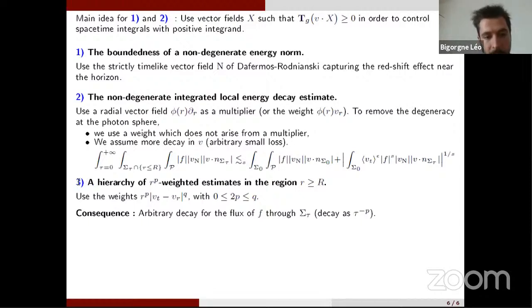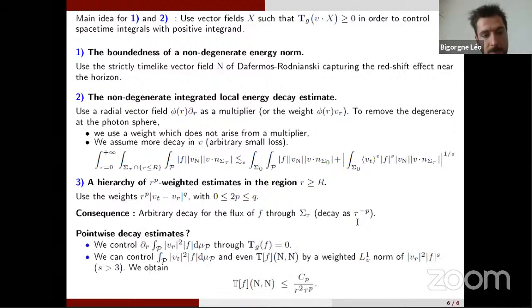And finally, for the hierarchy of r^p-weighted estimates in the faraway region, we can use weights of the form r^p times the outgoing component of the velocity covector with an exponent q, which satisfies the following condition. And by putting everything together, what we can prove is arbitrary decay for the energy flux of f through the foliation. More precisely, if we start the hierarchy with r^p, we can prove decay as 1 over tau to the p.